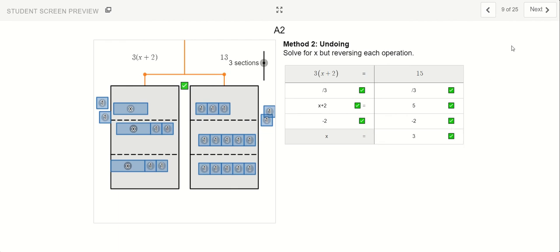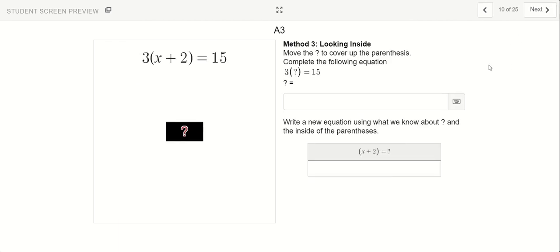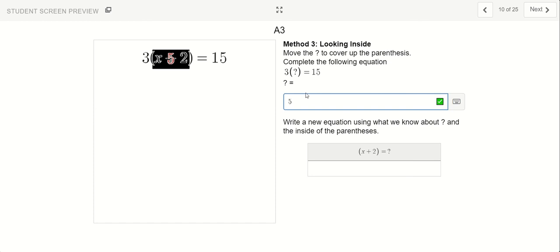All right. Finally, our last method is going to be looking inside. So let's go ahead and ignore whatever's in here. Let's cover that up. And let's pretend we have this problem here. 3 times something equals 15. What number is going to complete this problem here? 3 times what equals 15? Well, I know that 5 could complete that problem. 3 times 5 is 15.